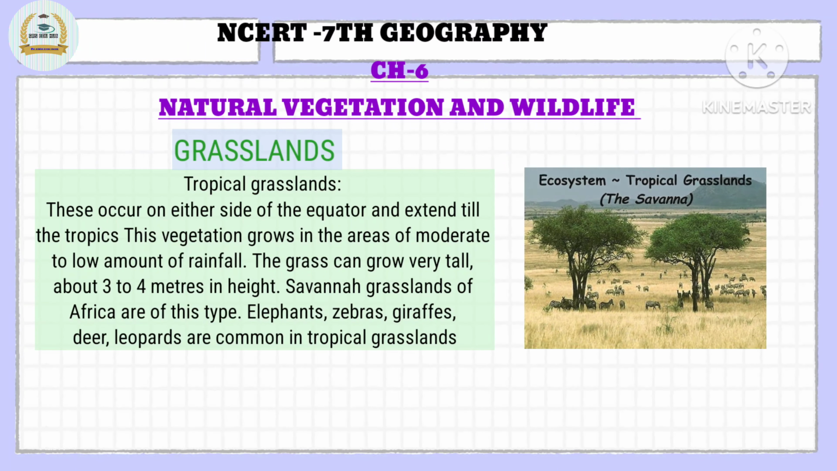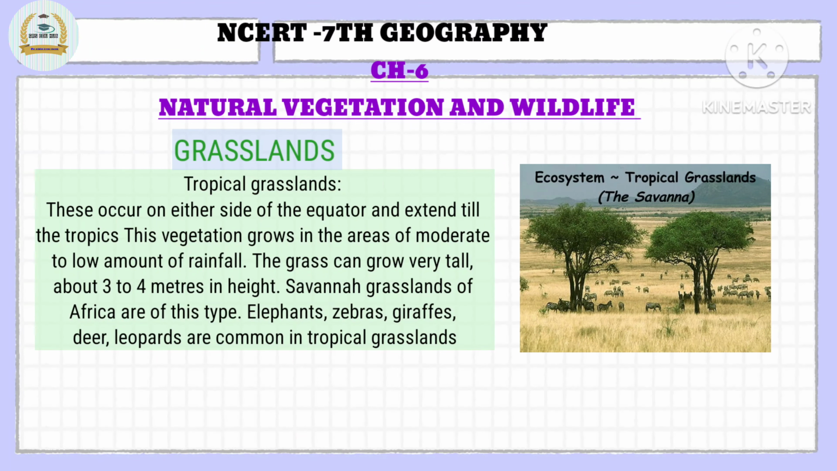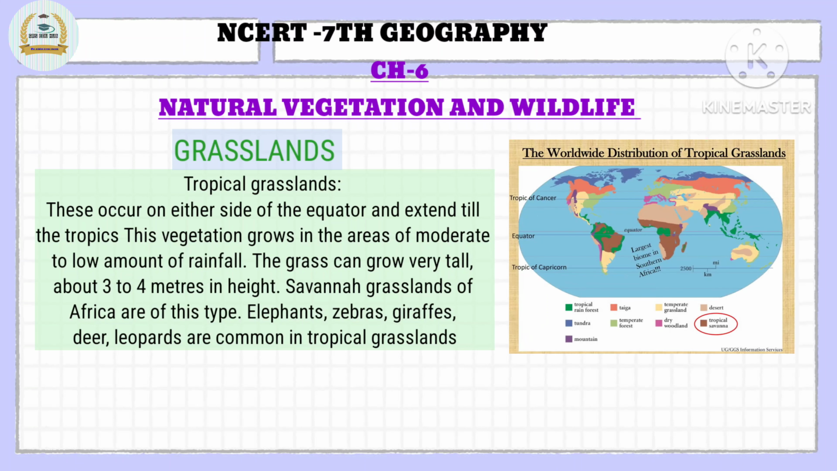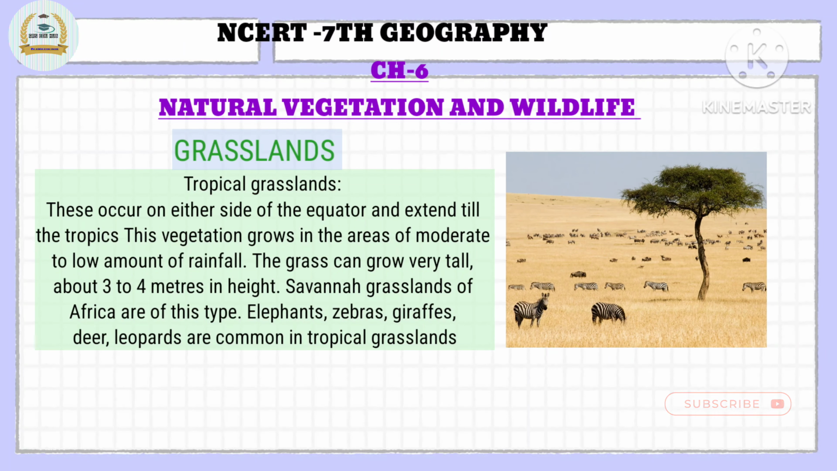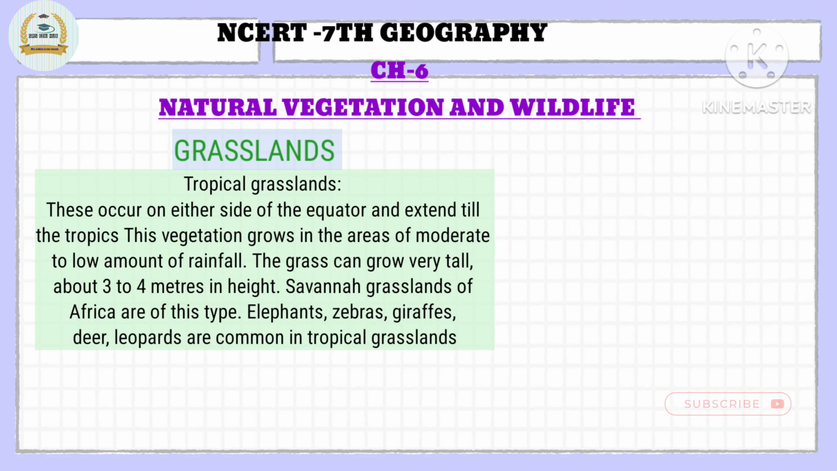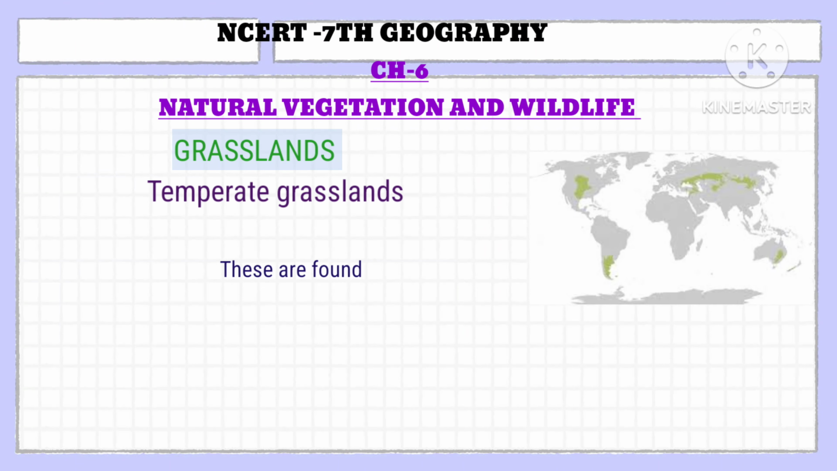The first type of grassland is tropical grassland. These occur on either side of the equator and extend till the tropics. This vegetation grows in the areas of moderate to low amount of rainfall. The grass can grow very tall, about 3 to 4 meters in height. The savanna grasslands of Africa are of this type. Elephant, zebra, giraffe, deer, and leopard are the common animals in tropical grassland.